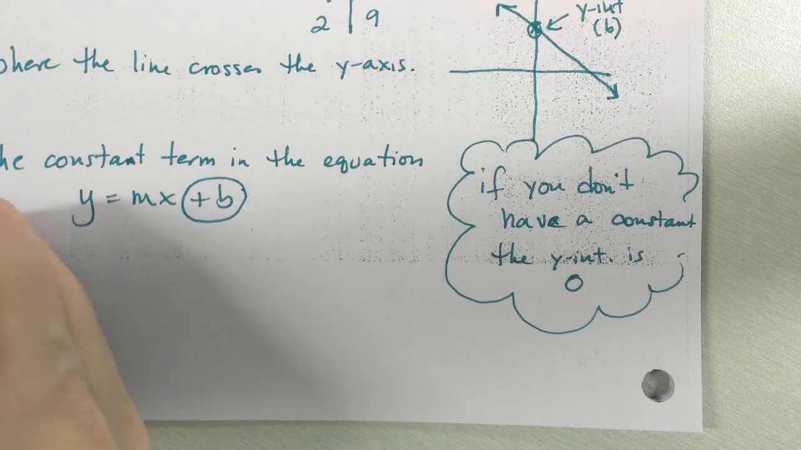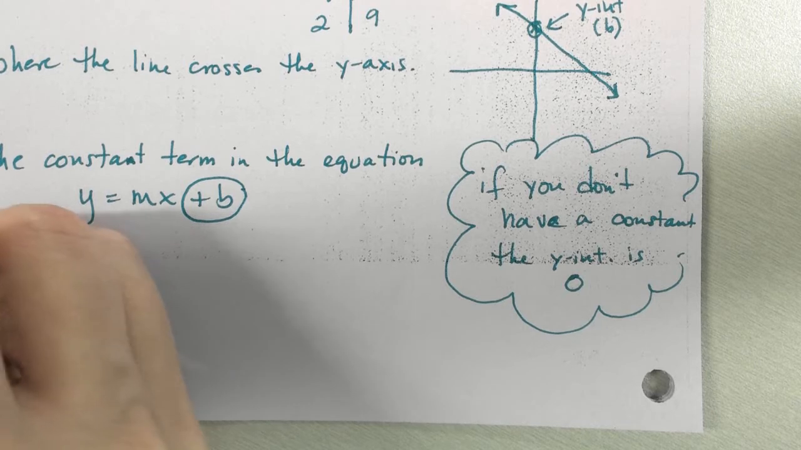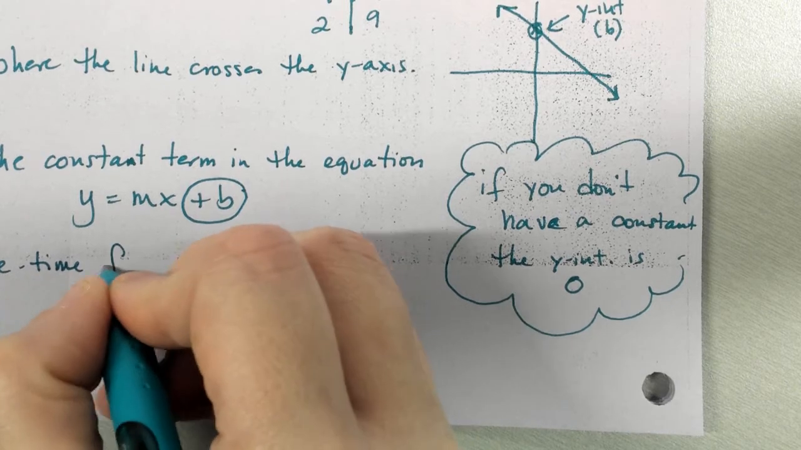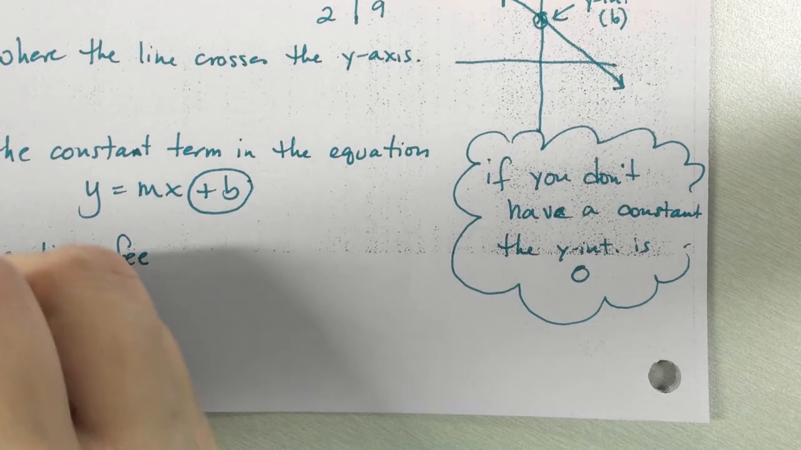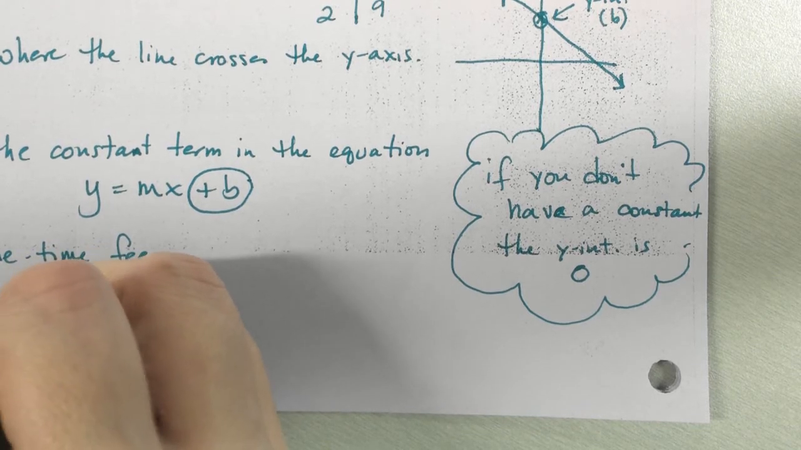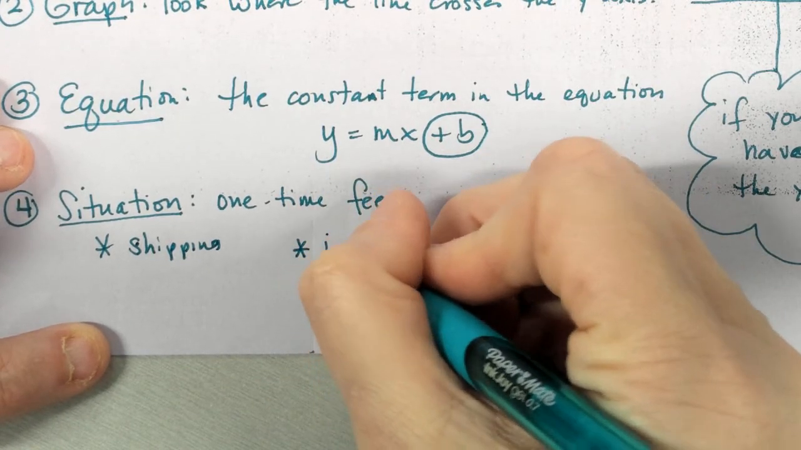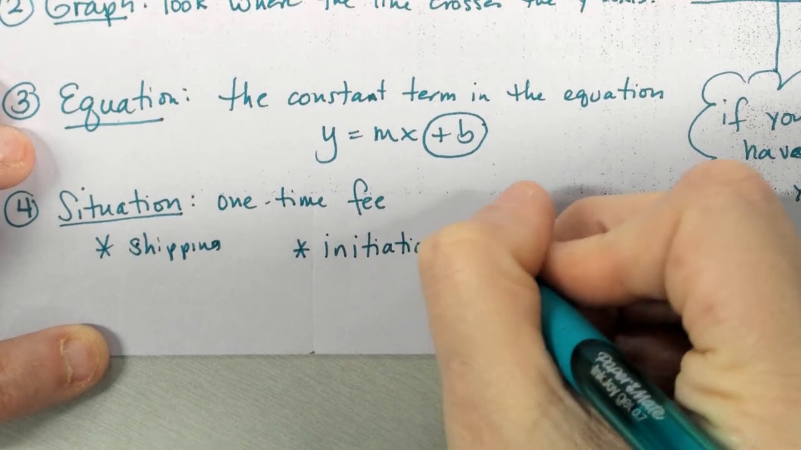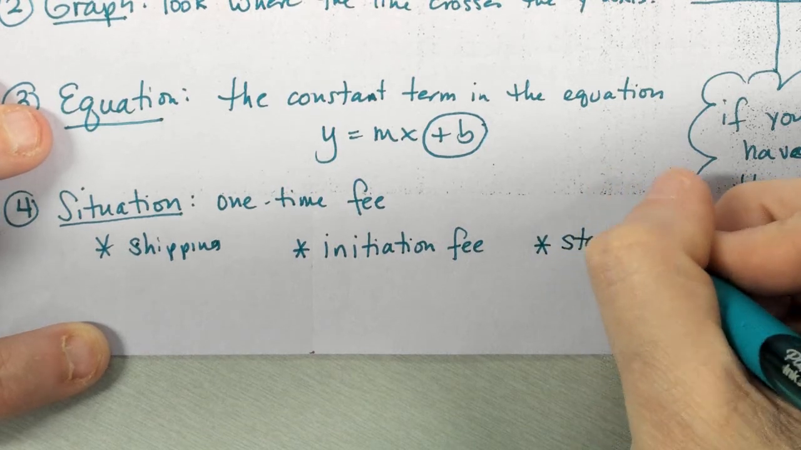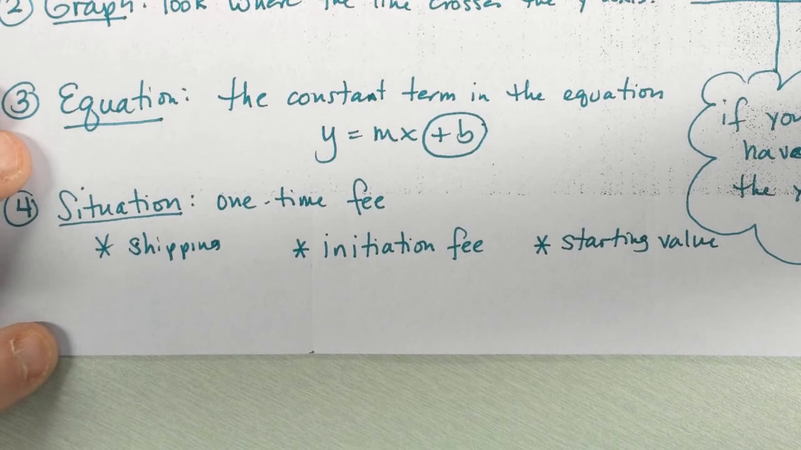Okay? Last one I want to talk about. Number 4, situations. Okay? A situation is a one-time fee. Okay? So it's one time only. So let's write down some examples. We have shipping. We have initiation fee, whatever that is. Sounds kind of scary, but whatever. We have a starting value. Is it tip one? Kind of.